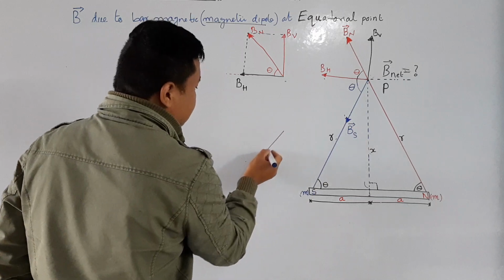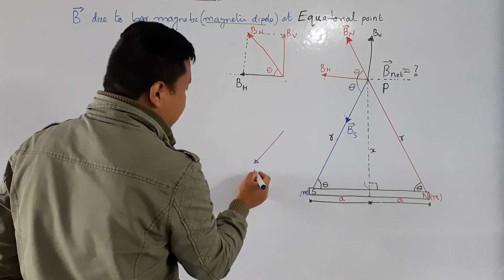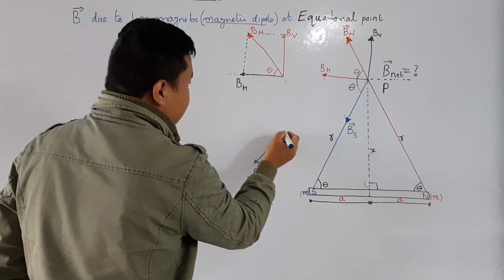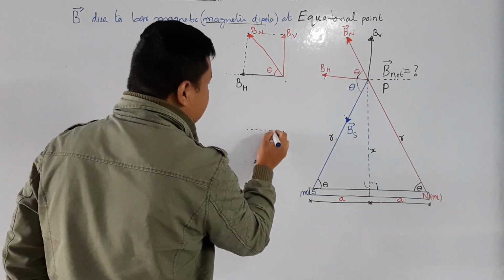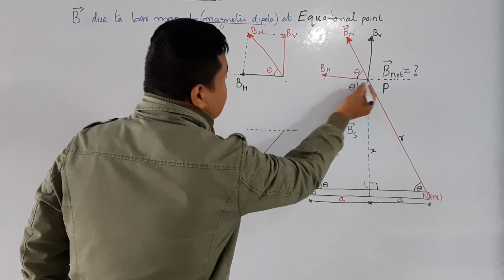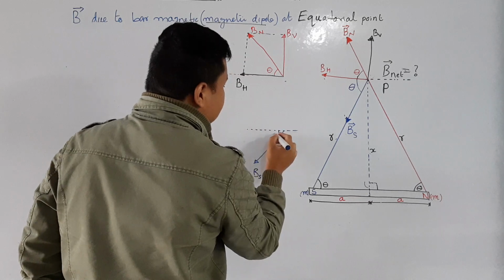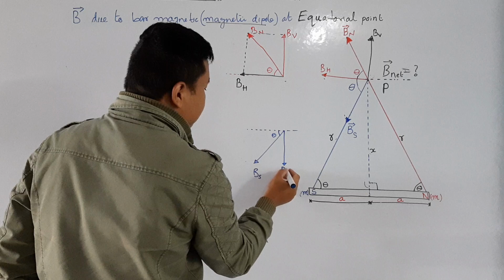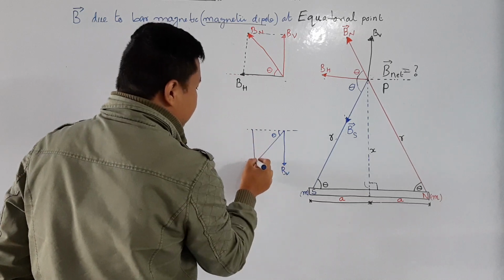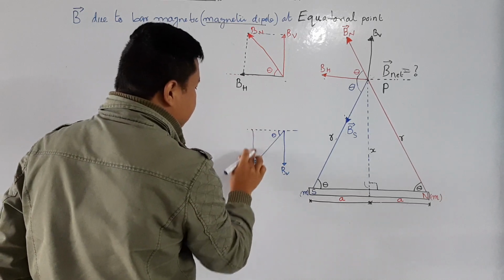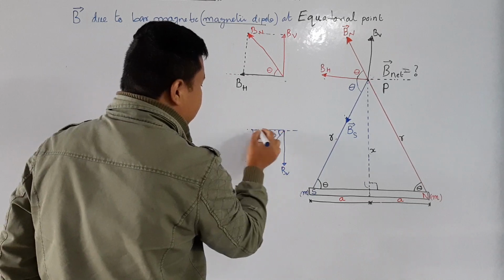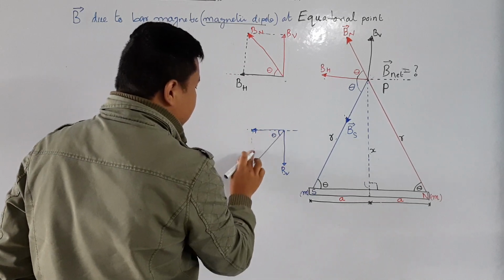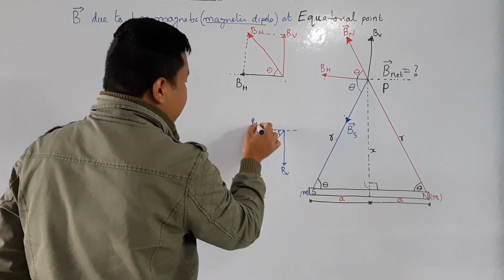So this vector is my BS, and this is my dotted line, and here the dotted line, and this is my angle theta. Here also I will draw a line, this as BV. Okay, what is this? This is BH.